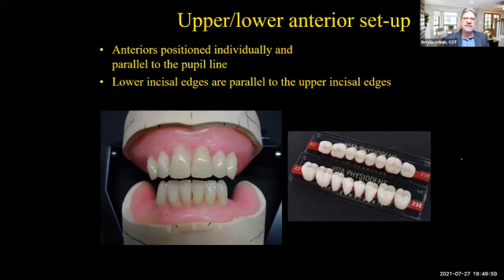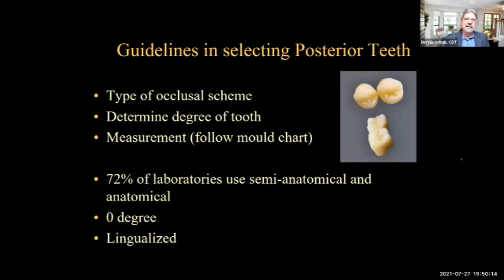So when we're setting our denture teeth, we want the anteriors positioned individually and parallel to the pupil line. This is why I love to get a Facebow transfer on these types of cases when I'm doing full mouth reconstruction. The lower incisal edges are also parallel to the upper incisal edges. So we're setting our upper anterior teeth, and once we've got those set, we're ready for our posterior teeth, and we have to figure out what kind of occlusal scheme we're going to use.